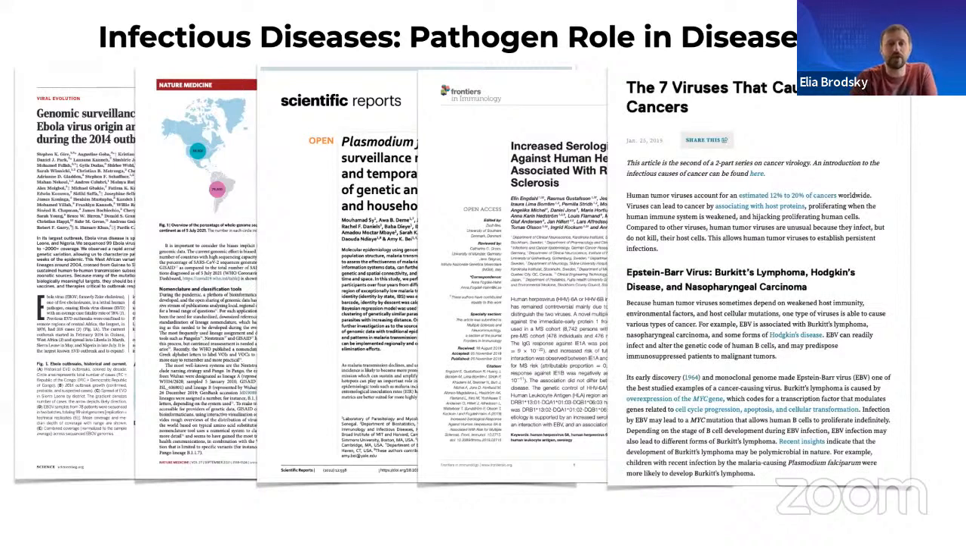For example, here are the 7 known viruses that cause human cancers. So an estimated 12% to 20% of cancers worldwide are thought to be resulting from tumor viruses.